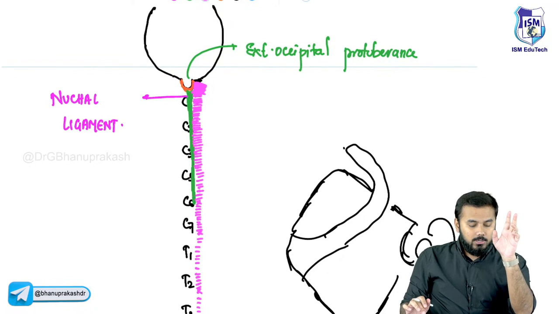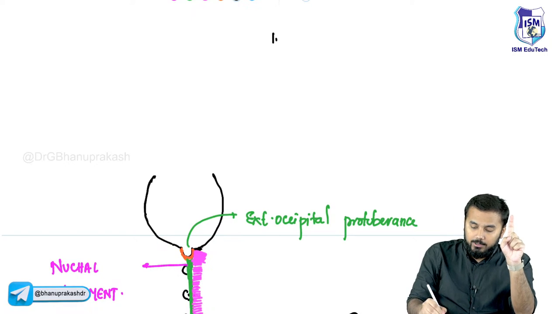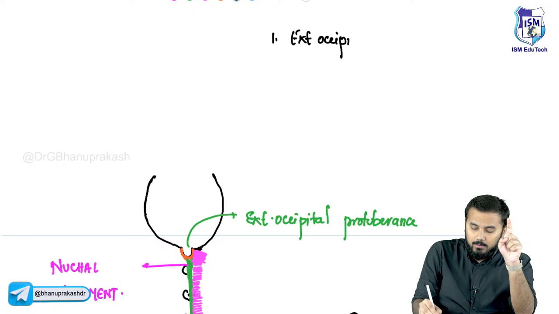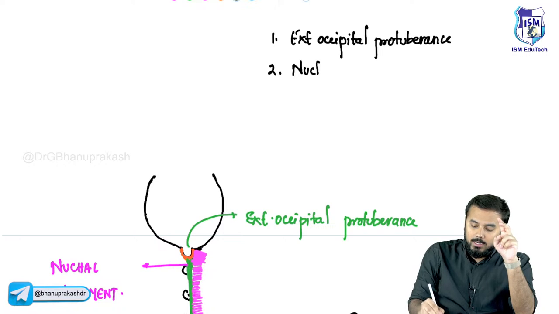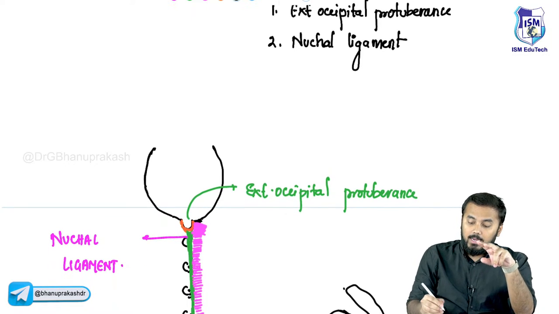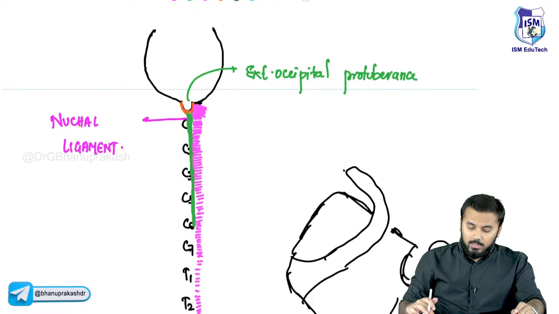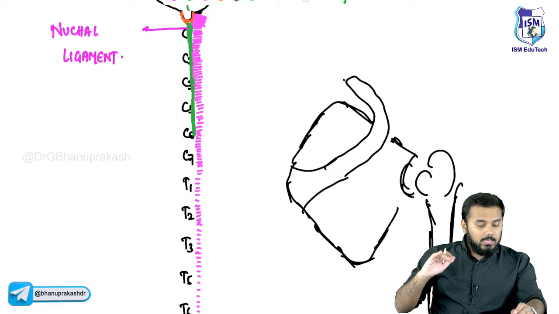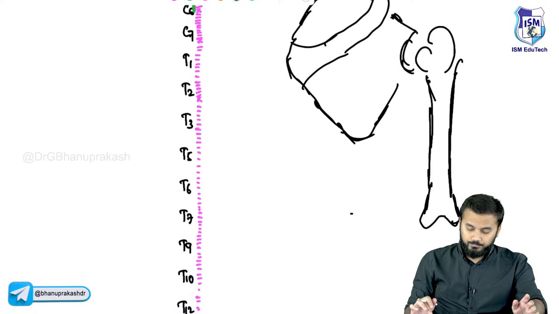The only important thing you need to know here is the origin. So, first of all, let us write down the origin. One origin is the external occipital protuberance. Second important origin is the nuchal ligament. And third important origin is all the way from C7, then T1 till T12; this entire muscle originates from here. Till here, all of you understood everything, yes or no?